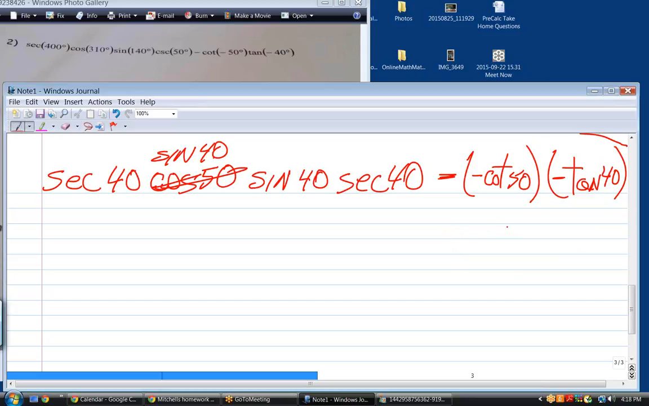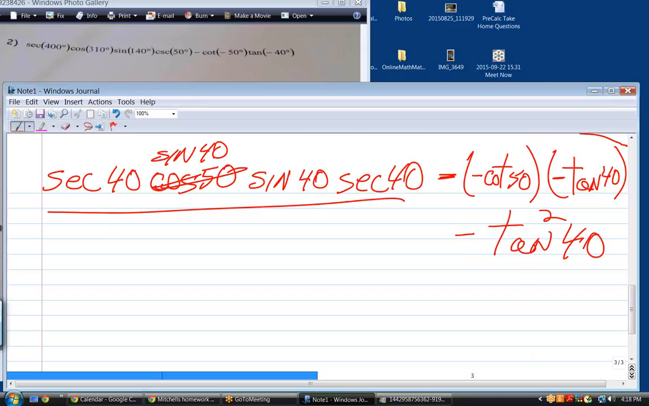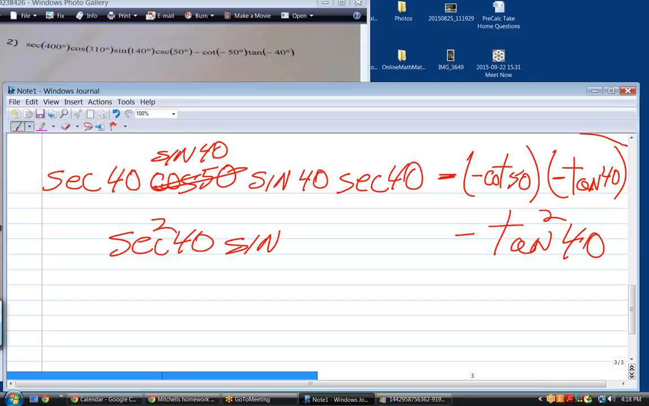See that? Yeah. And what do you want to bet this is going to end up being some sort of a secant squared? Boy, it doesn't look like it though, does it? No. All right. In fact, what we have is secant squared of 40 sine squared of 40.